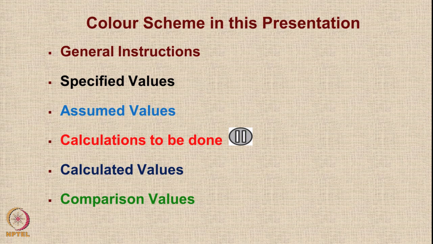We are going to follow a color scheme in this presentation. The general instructions are going to be given in brown color, which is the basic theme of this presentation. If there are some values which are specified either online or in the specifications of the aircraft, they will be shown in black color. There are certain values which we will assume based on literature or any other source book, those will be shown in this blue color.